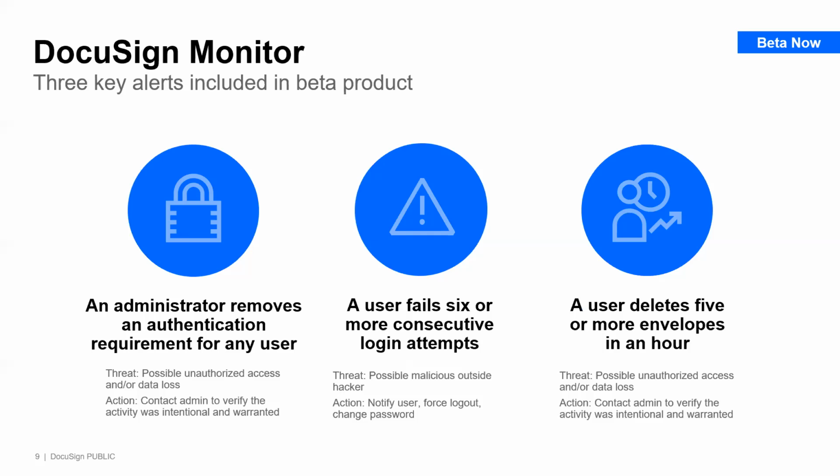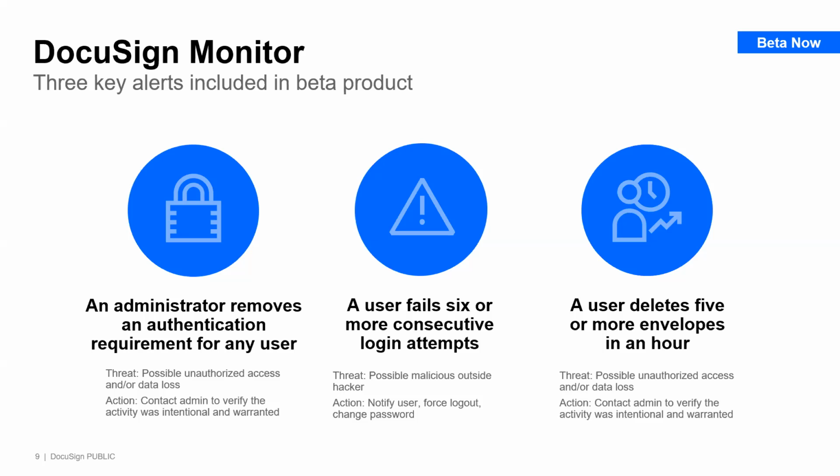If one of these security policies, like a recipient authentication policy, is disabled, it will possibly open you up to unauthorized access and or data loss. We want to make sure that you are aware if the security policy is actually changed. And if that happens, you are able to contact an admin to verify if an activity was intentional and warranted, or if it was unwarranted, how we can quickly plug that hole and secure your agreements and contracts.